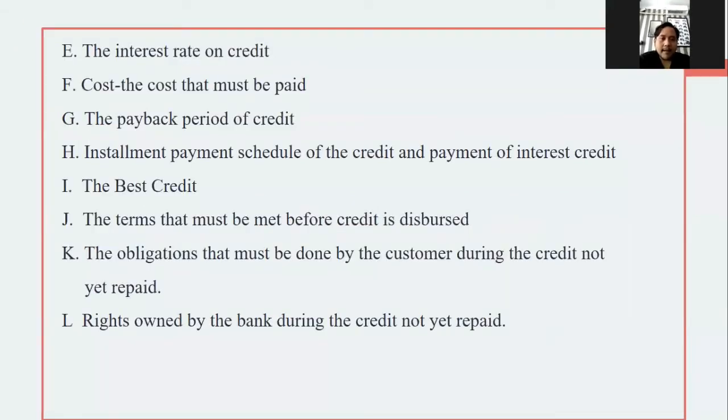E. The interest rate on credit. F. Costs that must be paid. G. The payback period of credit. H. Installment payment schedule of the credit and payment of the credit interest. I. The credit guarantee. J. The terms that must be met before the credit is disbursed. K. The obligations that must be done by the customer while the credit is not yet repaid. L. Rights owned by the bank while the credit is not yet repaid. Next.